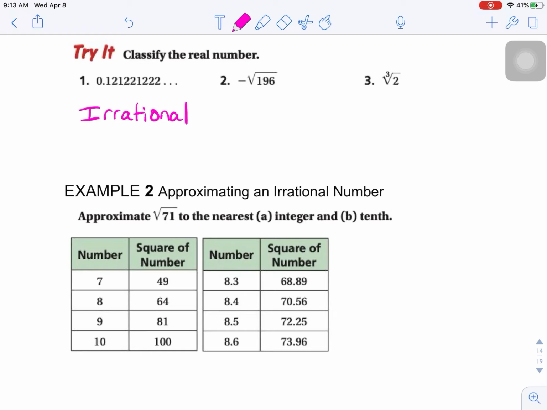The negative square root of 196 is equal to negative 14, making this number rational, but more specifically, it's an integer. So integer would be the best way to classify that, because if you know it's rational, then we can go one more step to say that that's an integer. And then the cube root of 2, I don't know the cube root of 2, so that would also be irrational.